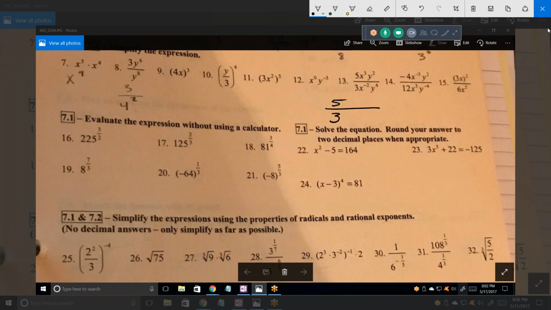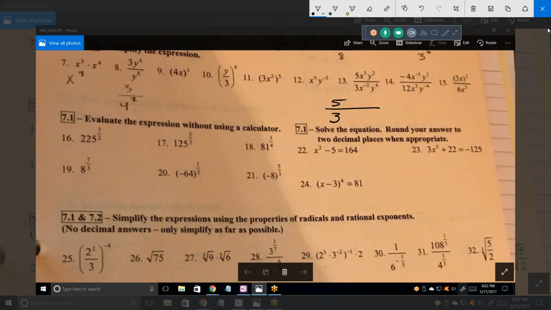So would you just subtract them or leave them? The number part is 5 over 3. That's the answer to the number part. Oh, okay. Now what's the x part? In other words, I can't simplify 5 over 3. If it was 10 over 6, it would become 5 over 3. But I can't do anything with 5 and 3 other than write it as 5 over 3.